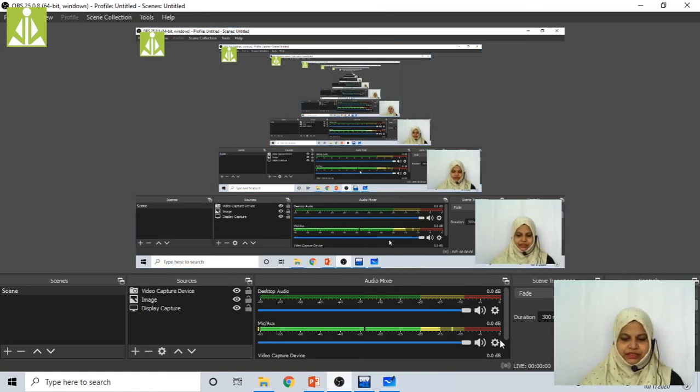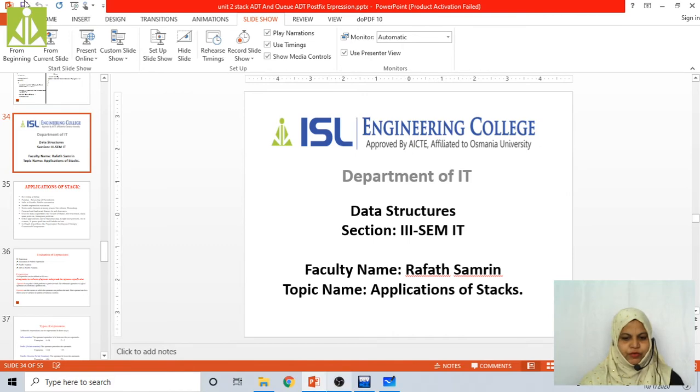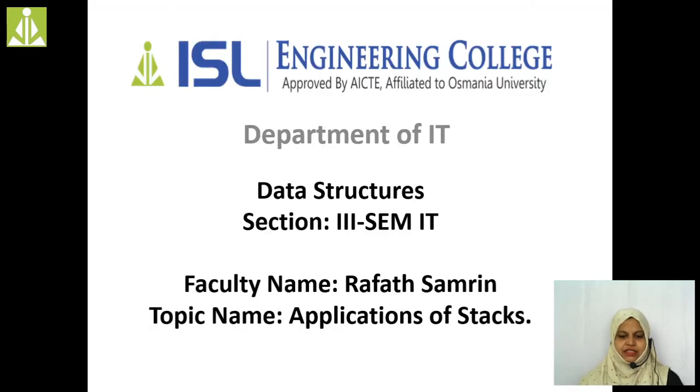Good afternoon, everyone. In today's class, we are going to discuss the applications of stacks. In the previous class, we discussed what a stack is and what type of operations we perform on stacks. Before starting this topic, I would like to recall what a stack is and what operations we perform on it.